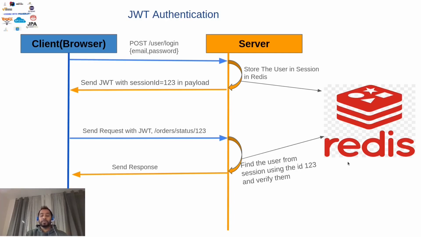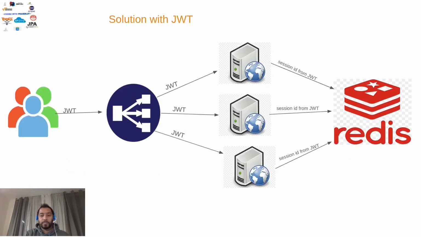Okay, now let's go to the architecture diagram. Here you see the new architecture with JWT. Let's say the user is trying to log into the system, and there is a load balancer. The load balancer will forward the login request to server 1, and then server 1 will create the JWT, put the session object in Redis, and then put the key of the session object in the JWT. Then in the next request, the browser will send that JWT to the load balancer, and the load balancer will forward it to any one of the servers.